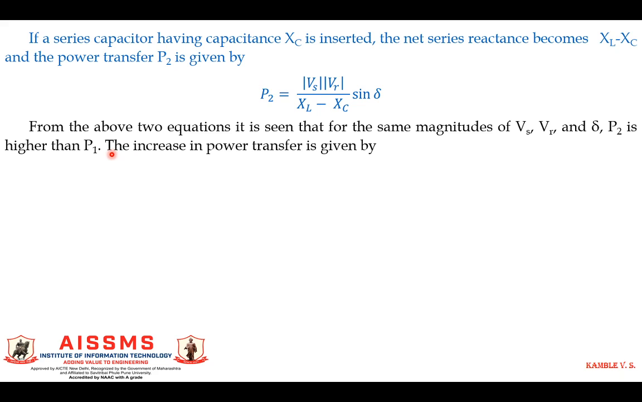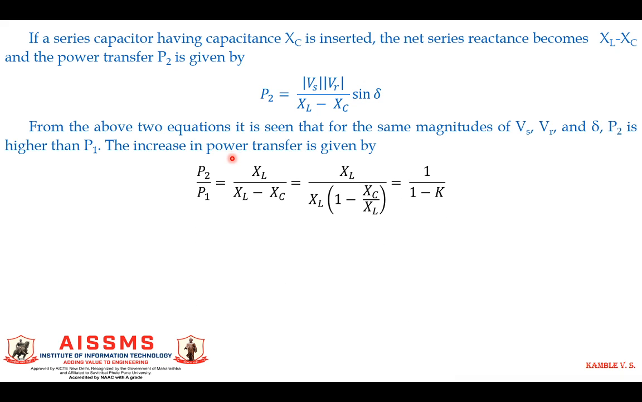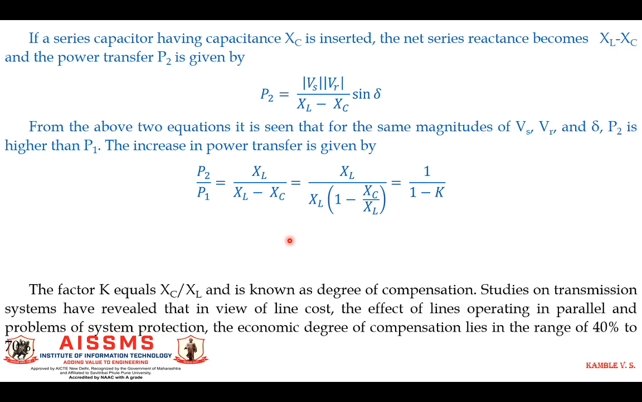So we are seeing that there will be an increase in the power transfer, and that increase is given by the ratio of power P2 divided by P1, which is XL divided by XL minus Xc. If I divide throughout by XL, I will get 1 divided by 1 minus Xc divided by XL, and this Xc by XL is denoted by K, so it is 1 divided by 1 minus K.